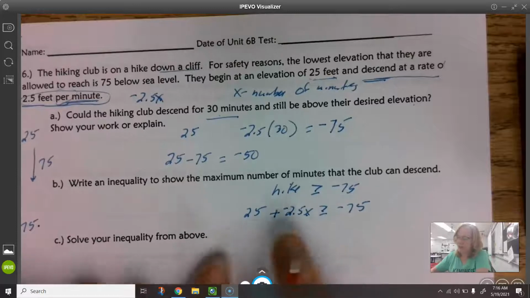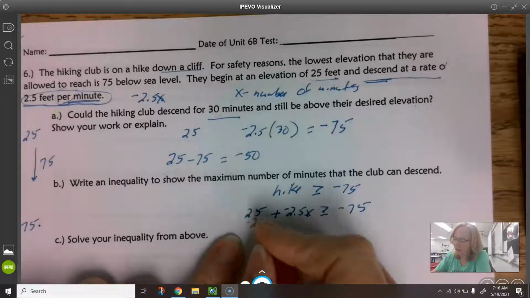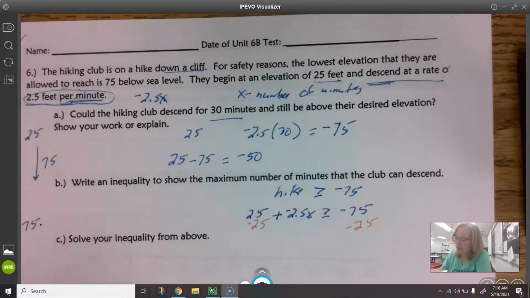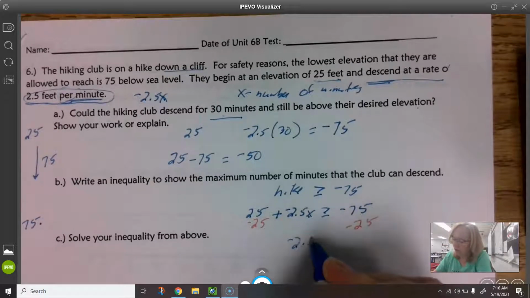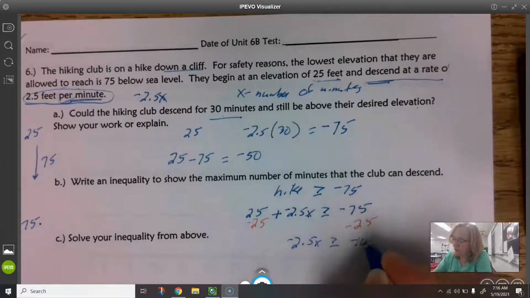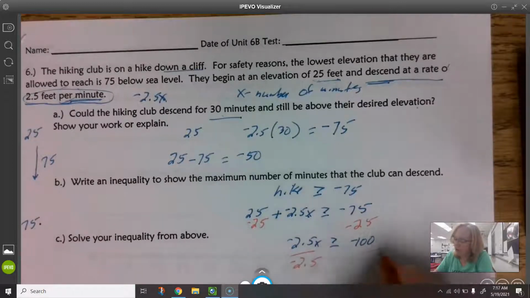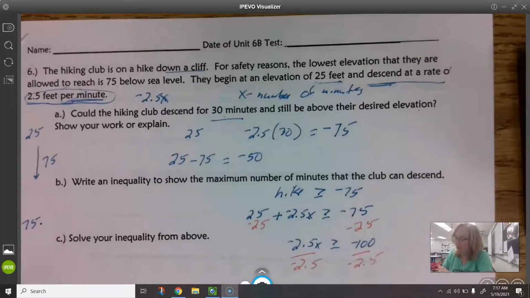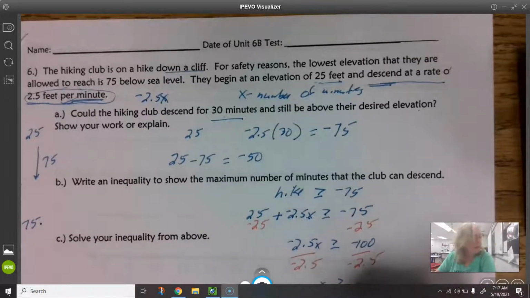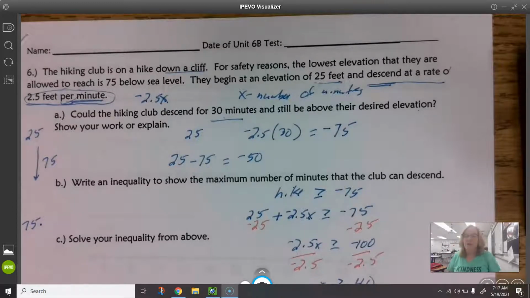We want to get rid of the number that doesn't have the variable, so subtract 25. We get negative 2.5x is greater than or equal to negative 100. We're going to divide by negative 2.5, and we get x is greater than or equal to 40. Okay, so what does that mean?